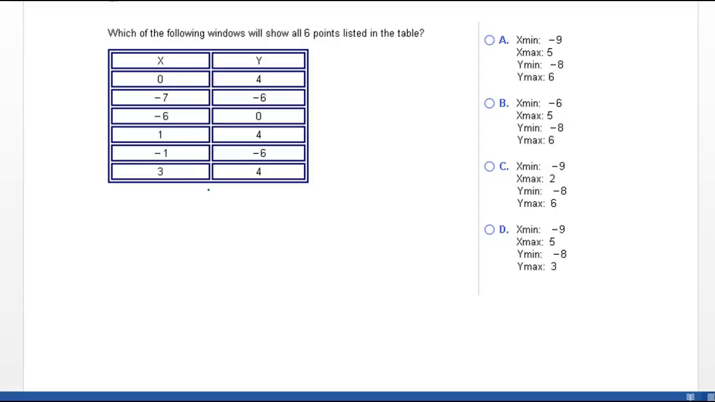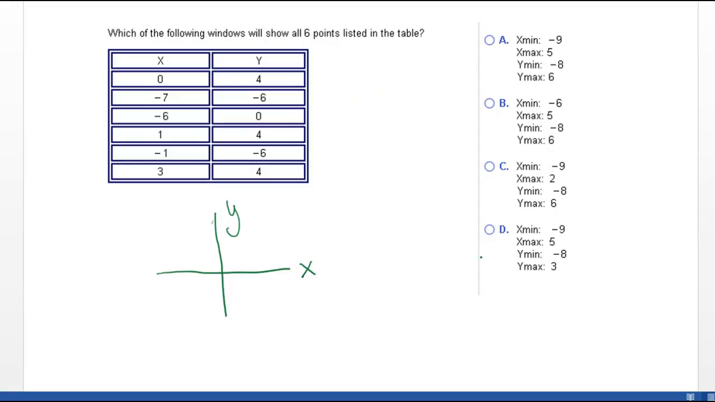I'm going to do a quick reminder about our x and y axis. Our x-axis is running from left to right, or horizontally. The y-axis is running up and down, or vertically. For instance, this option A here would give us a -9 for our x min. So that's the smallest number that we'd be able to see in our window, a -9, up to an x max of 5. And the y min of -8, so that would be the lowest point on the y-axis that we could see, up to a y max of 6.